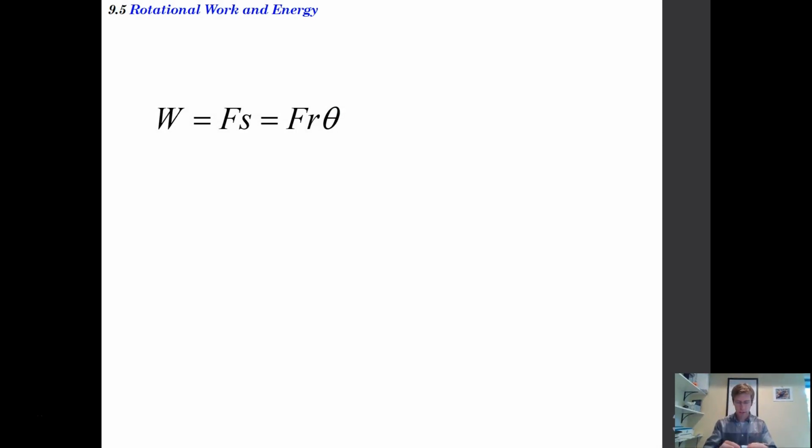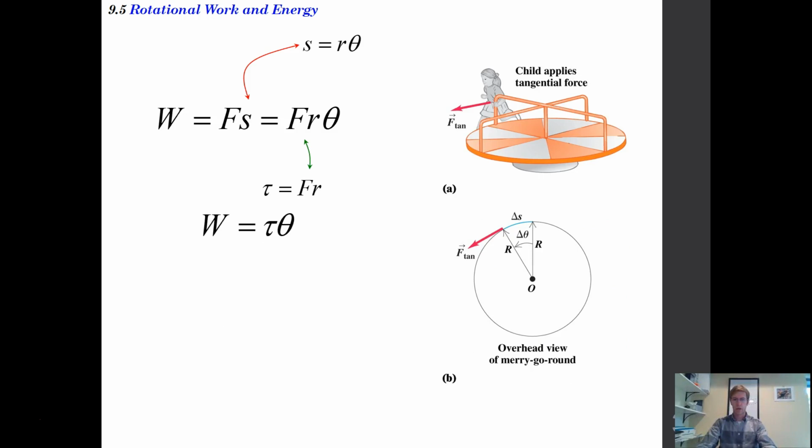Just to prove it to you, make you convinced, right? Work equals force times displacement, and the displacement for something moving in rotational motion, the arc length, is just the radius times the angular displacement theta. And we know that torque is just force times the perpendicular distance, which for something going through circular motion, the perpendicular distance to the tangent is just the radius. And so we can see that work is equal to the amount of torque applied multiplied by the angular displacement through which that torque is applied.